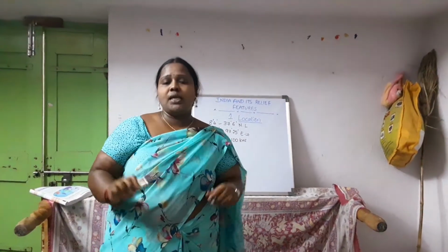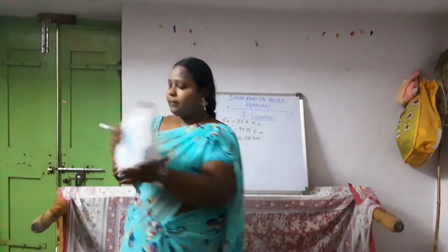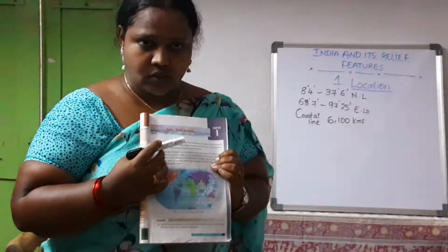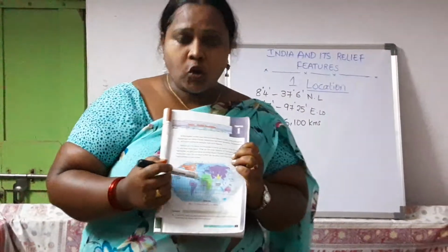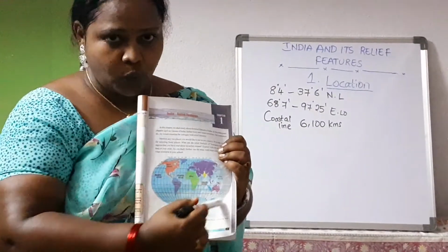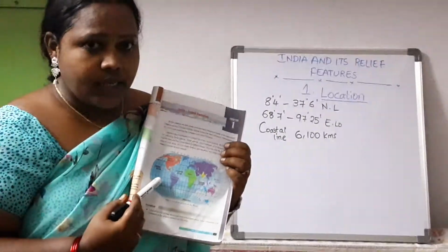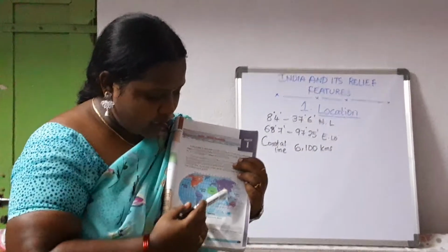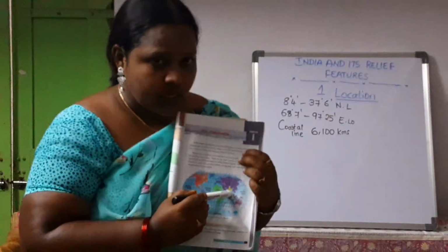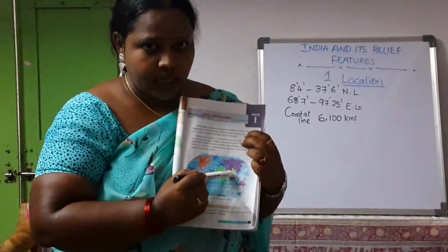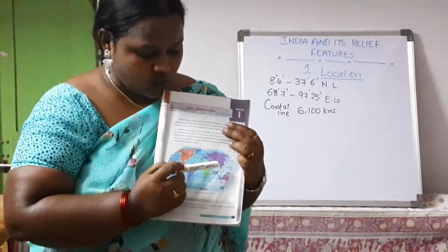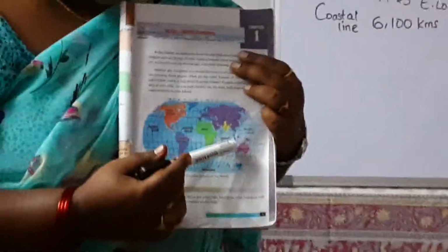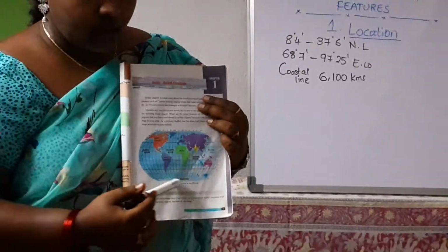If you see the first page in your textbook, here it is. This is the first page of your textbook of the lesson India and its relief features, and on this first page you will find a map, a globe. On this globe we can see various continents, and India is here. This yellow colored part is what country? India. You can also locate various oceans: Arctic, Atlantic, Pacific, Indian Ocean. All these are present on this globe.